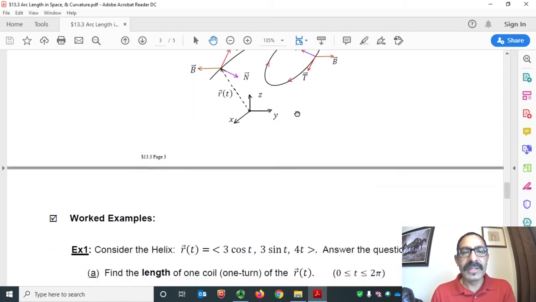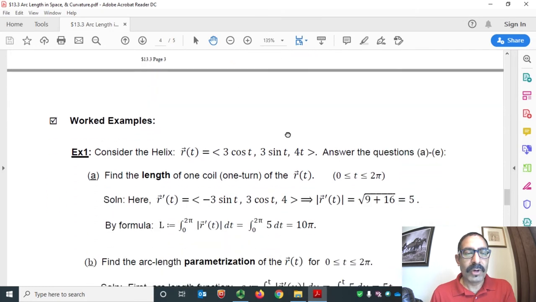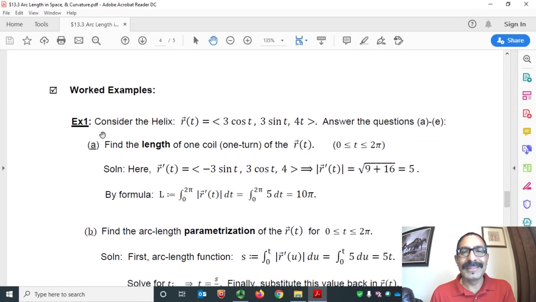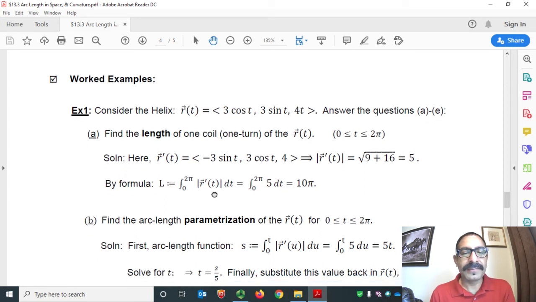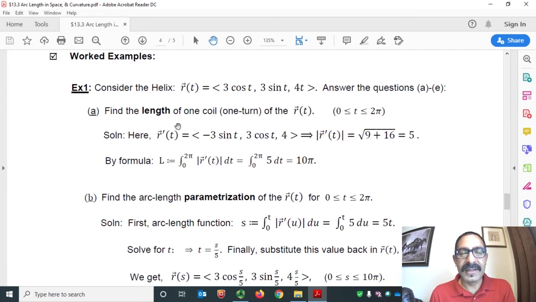So with this theory, now let's do some examples. Worked examples. Example 1. Consider the helix given by the equation r(t) equals the vector with components 3 cosine t, 3 sine t, 4t. Answer the sub-questions A through E. Part A: find the length of one coil of the helix. That means t between 0 and 2 pi.